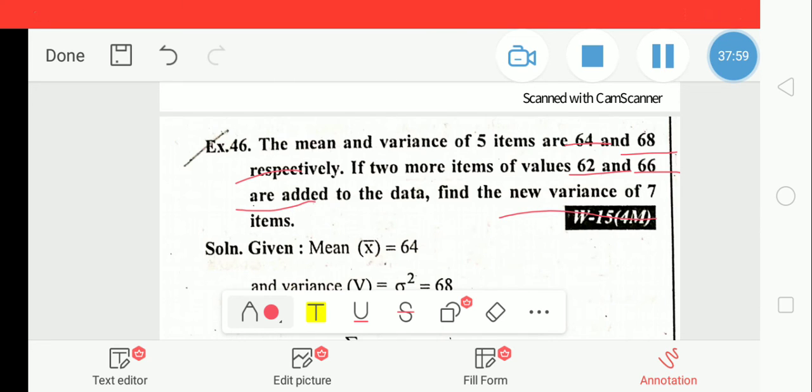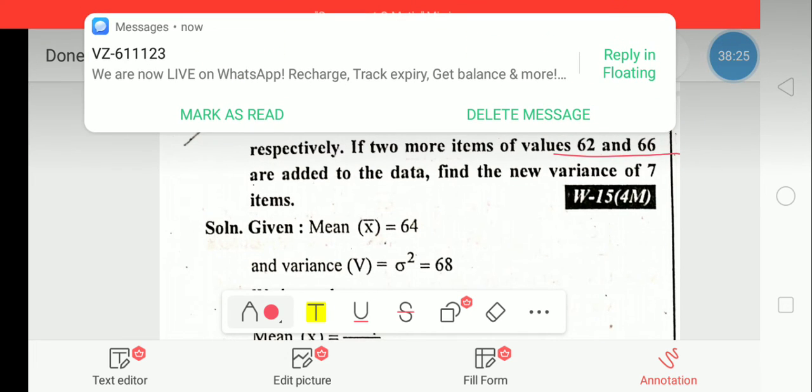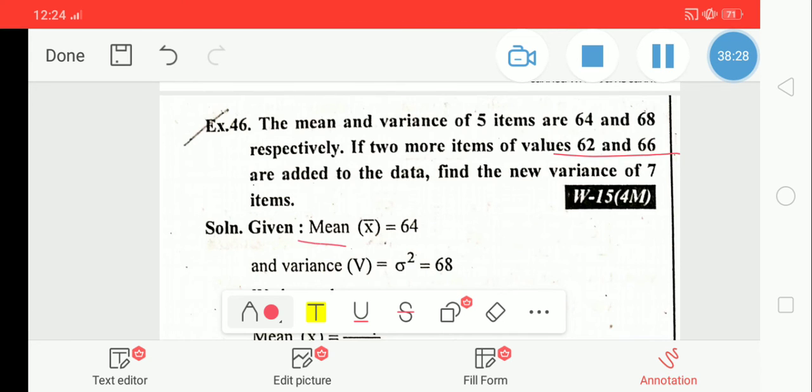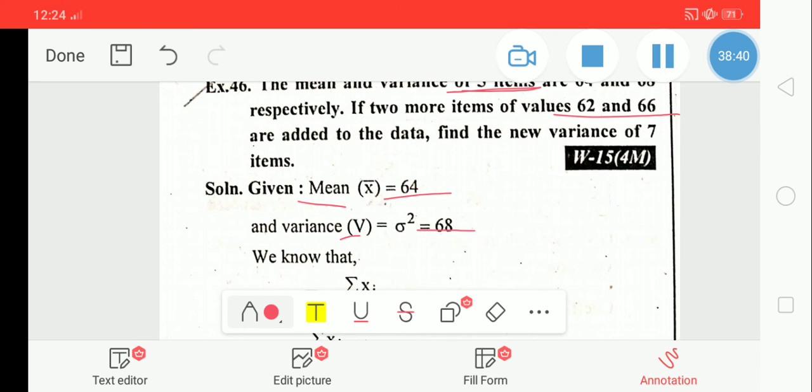Find the new variance of 7 items. Means now we will add 2 items, so 5 will become 7. The values of the items are 62 and 66. So we add these 2 values and find the variance. For that we first have to find the standard deviation. First, mean and variance are given for 5 items, that is 64 and variance is the square of standard deviation, that is 68.